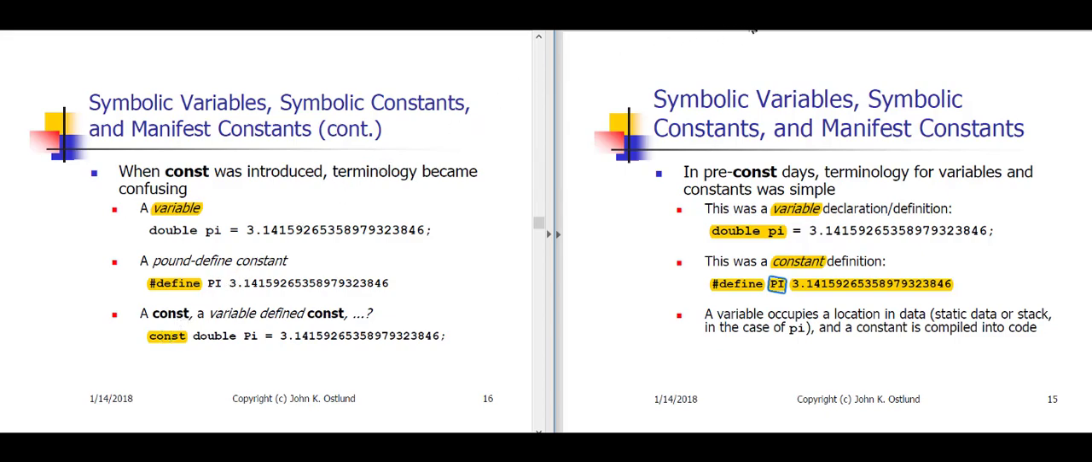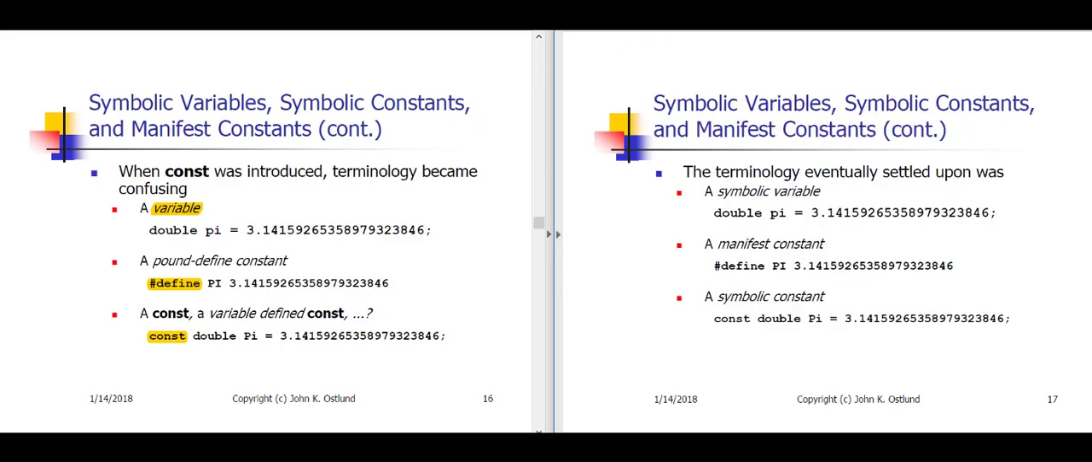So the terminology that was eventually worked out was that pi here, in the example at the top of slide 17, is referred to as a symbolic variable, meaning it is a variable, it occupies memory, and it has a symbol associated with it that you can see in the symbol table if you're using a debugger. All right, so that symbol pi is available for a debugger to look at.